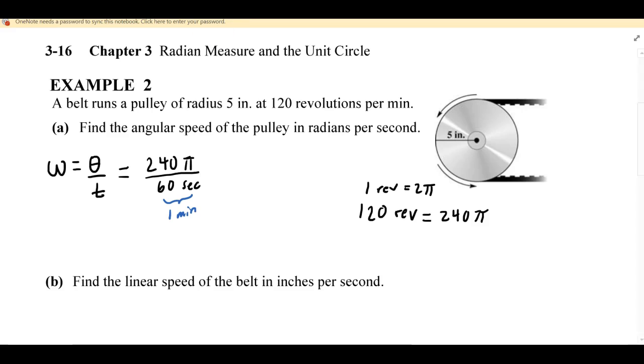And then I'll just reduce that. So reducing, that's what? 4 pi? Radians, and we'll put the units in there, radians per second. Does that make sense? So that would be the angular speed.